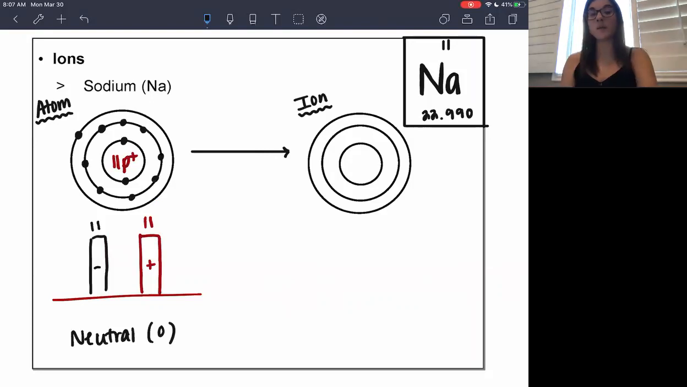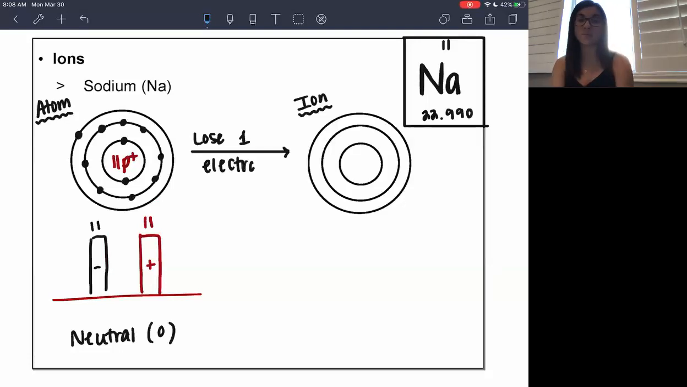Now, what sodium tends to do in reactions is it likes to have full rings. And as you can see on this outer ring, it is definitely not anywhere close to full. So what it would like to do is get rid of that outer electron so that it has just this interior ring that's a perfectly full ring. So sodium will lose 1 electron in a reaction. It'll give an electron away.